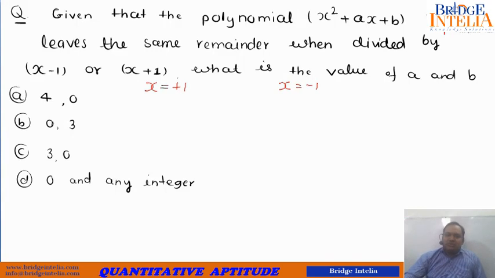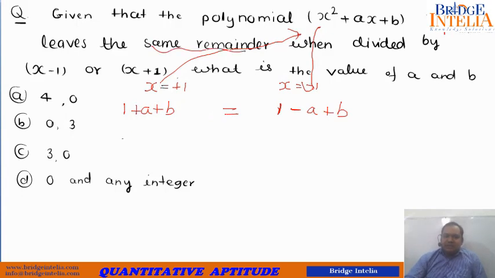So if I assume x to be equal to plus 1, what do I get? Then the expression becomes 1 plus a plus b. If you replace x with plus 1, then this expression will become like this. If you replace x with minus 1, then this expression will look like what? It will look like 1 minus a plus b, and both these have to be the same because it is said it leaves the same remainder. So this must be equal to this.